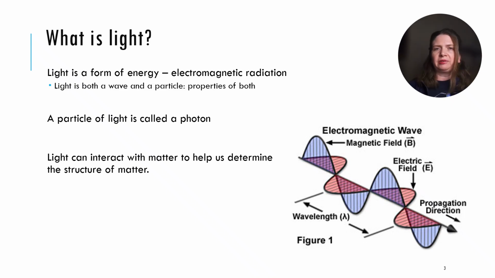To understand how atomic models developed, we first need to understand what light actually is. Light is a form of electromagnetic radiation. Electromagnetic radiation consists of oscillating electric and magnetic fields that travel through space together, as shown in this image. Light also exhibits wave-particle duality, meaning it behaves like a wave in some situations and like a particle in others. When light behaves as a particle, we refer to it as a photon.